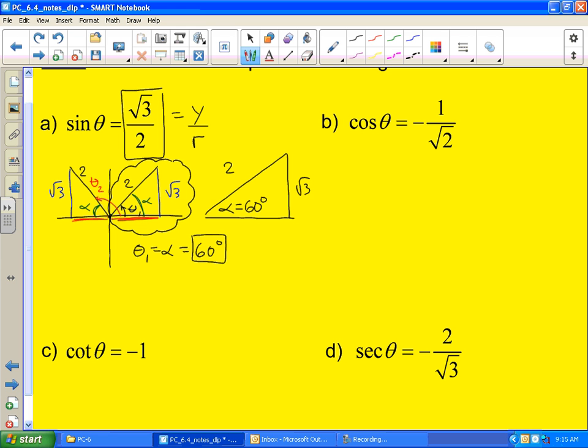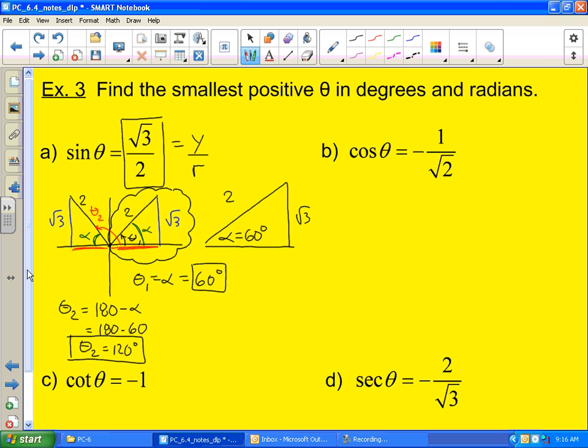But what about quadrant 2? Well, in quadrant 2, we said we can find our theta by doing 180 minus our alpha. And in that case, we have 180 minus 60. So theta 2 is 120 degrees. Those would be your two angles that produce a relationship of positive sine of root 3 over 2.